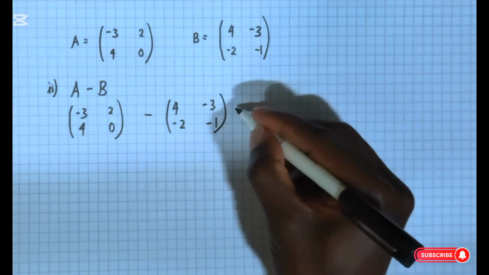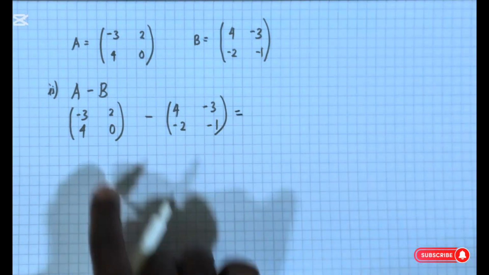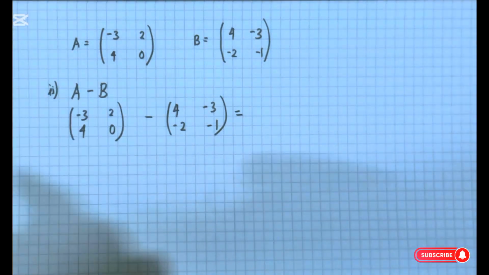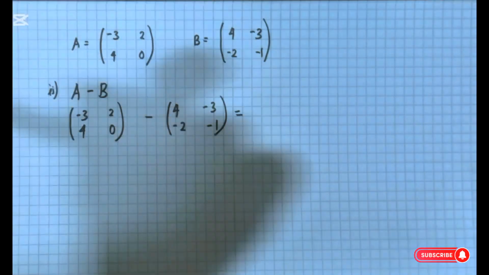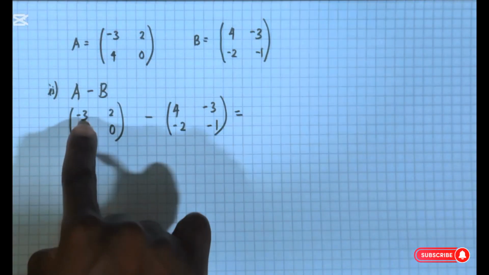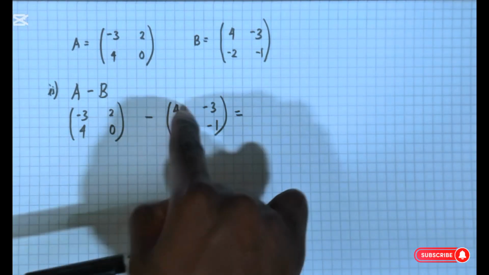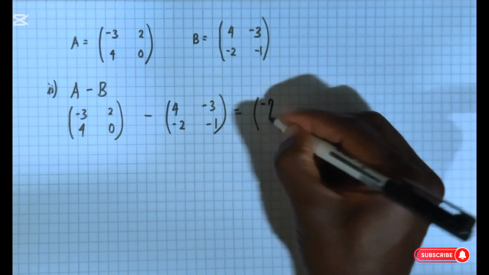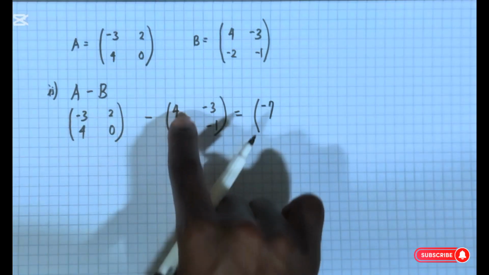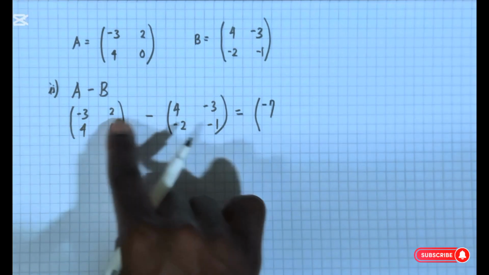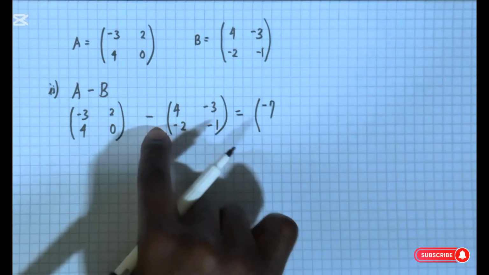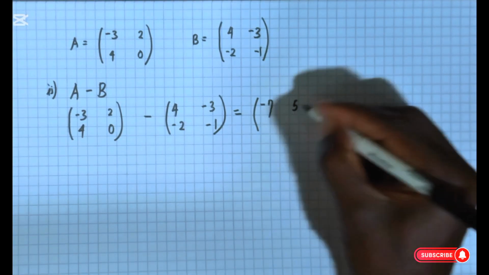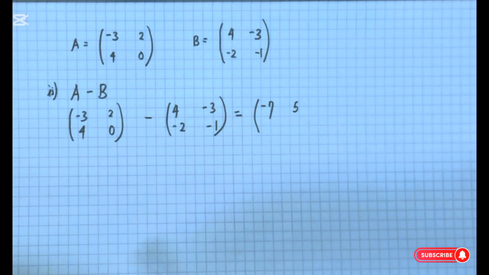Because they are compatible already, we are going to subtract elements in the same positions. Only elements in corresponding positions will be subtracted. So we take -3 minus 4, and that will give us -7. Then we take 2 minus -3, and of course we get 5 there.